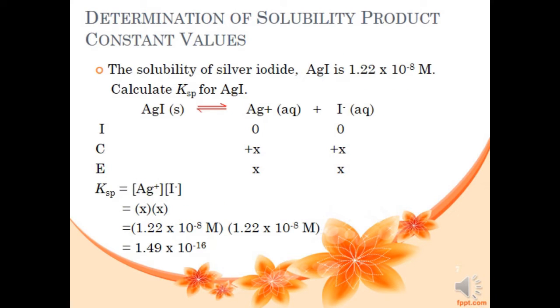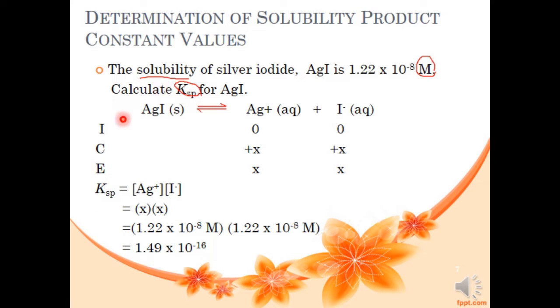One example here, silver iodide salt. The solubility of silver iodide is 1.22 times 10 to the negative 8 molar. Note that because solubility is mentioned, it's in molar unit. Ksp has no unit. And in this question, you are asked to calculate the Ksp value.